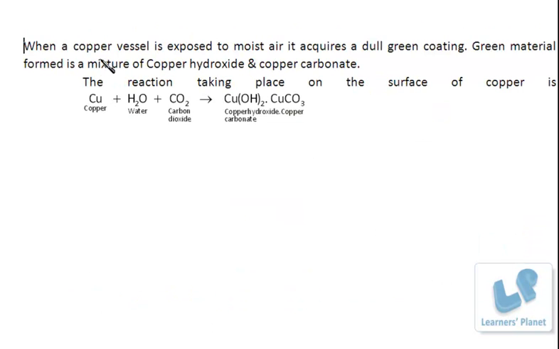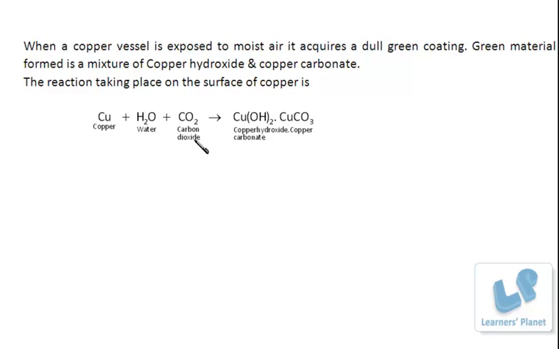Likewise, a copper vessel also gets corroded. How? When a copper vessel is exposed to moist air, it acquires a dull green coating. This green material formed is a mixture of copper hydroxide and copper carbonate. You must have seen copper vessels at your home. If you keep them as such for even 2 or 3 days, they acquire a green coating over them. That is again the rust. That is the corrosion of copper.